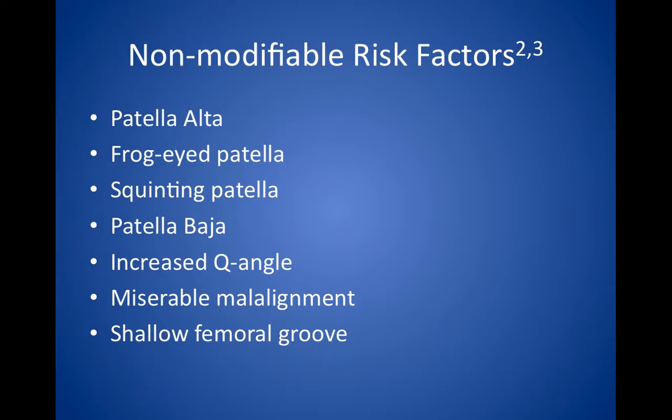Increased Q angle, that's the relationship between the femur and the tibia. And then just to give you some numbers, men with a Q angle greater than 14 degrees have more risk of patellar tracking issues, and women greater than 17 degrees have a greater possibility of patellar tracking issues. And then miserable malalignment, and a shallow femoral groove can also be risk factors that you cannot modify.